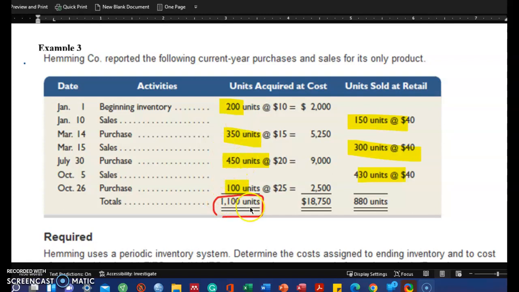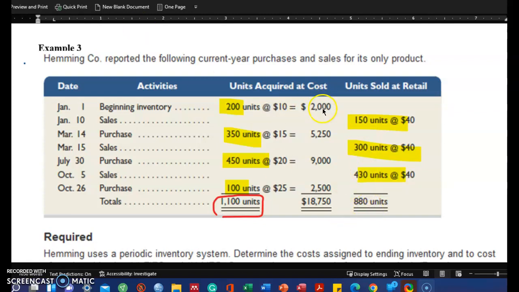And the total units available for sale are 1,100. It's the total of all these: 200 plus 350 plus 400, 450 plus 100. Add them up. Make sure it adds up to be 1,100. And then here are your sales: 150, 300, 430. These add up to be 880.